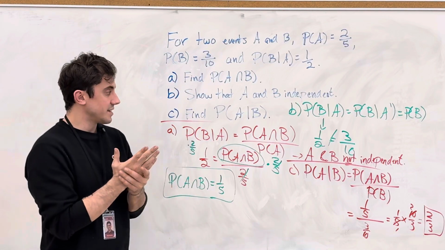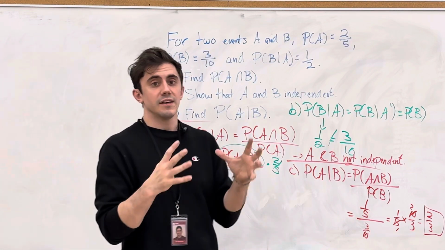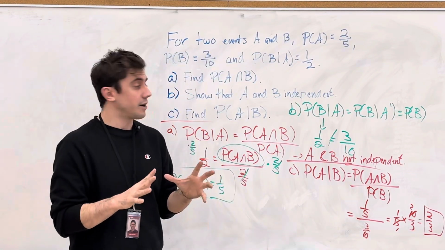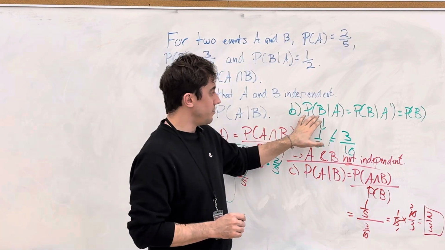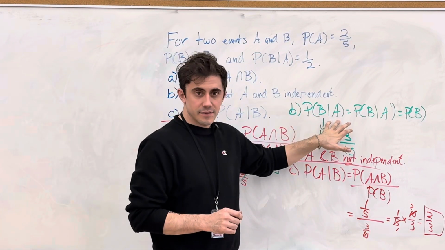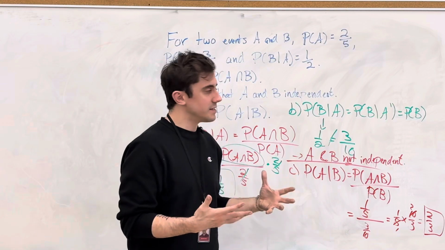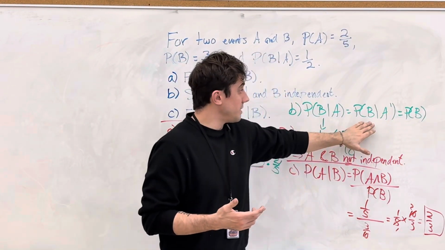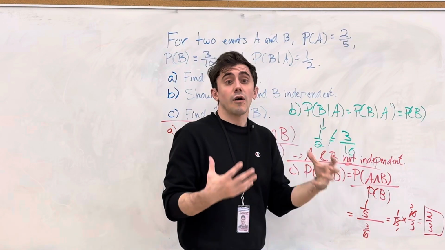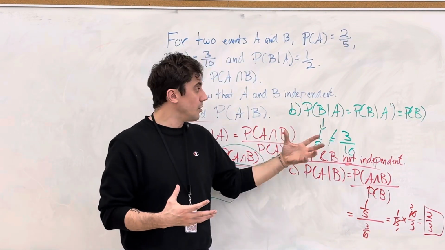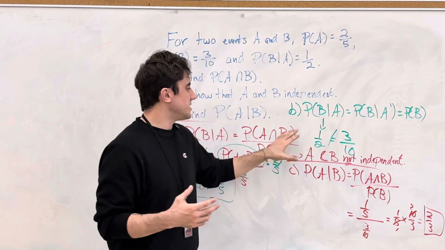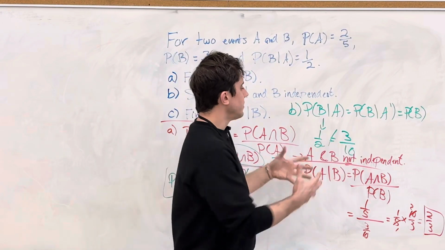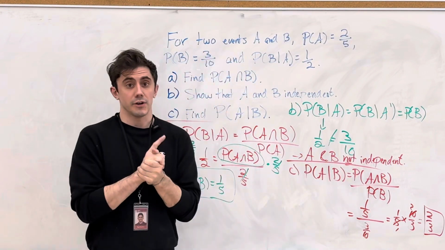And independent events, again, independent events are two events that have no effect on one another. And so the probability of B, given that A has occurred, should be the same as the probability of B itself, which really should be the probability of B given that A didn't occur, because they should all be the same if they really have no effect on one another. And we see that that is not the case in this example, hence why A and B are not independent, okay?